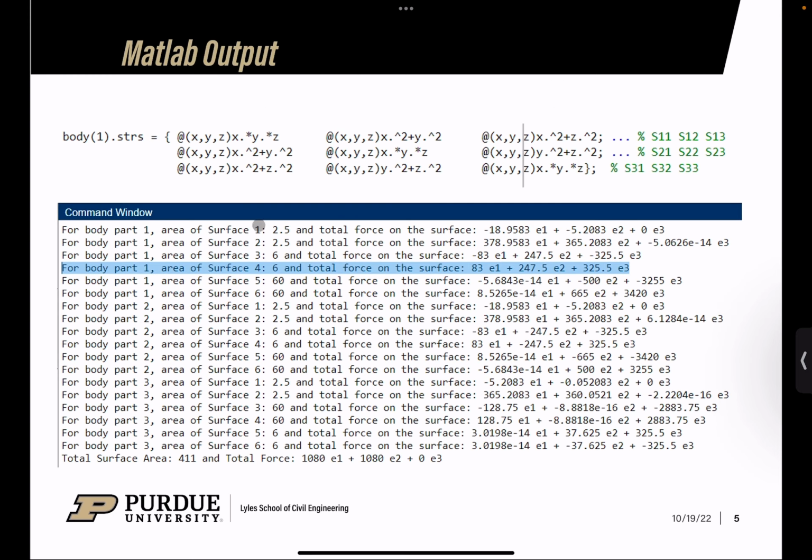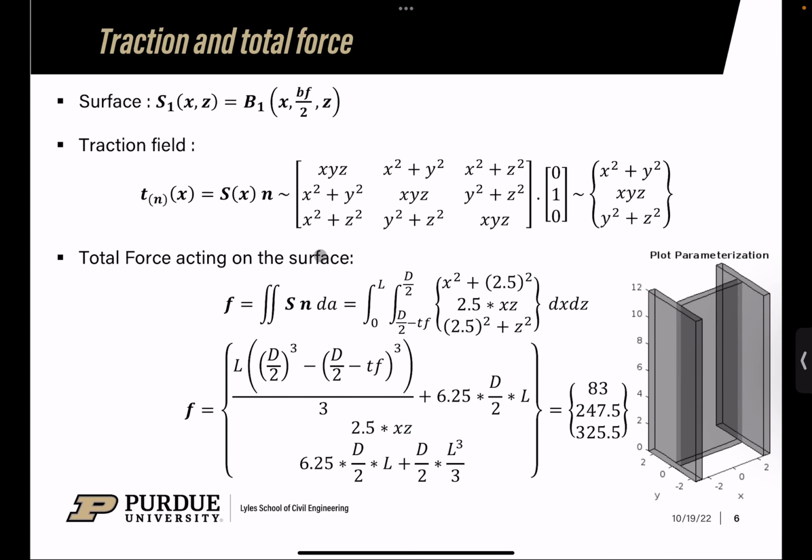Coding in MATLAB in such a way, I get the areas as shown, and one of the surfaces I've chosen is surface 4. The areas are 83 in positive E1 direction, 247.5 in positive E2 direction, and 325.5 units in positive E3 direction. Now I'll compute these areas using hand calculations and verify if I'm getting the same areas or not.